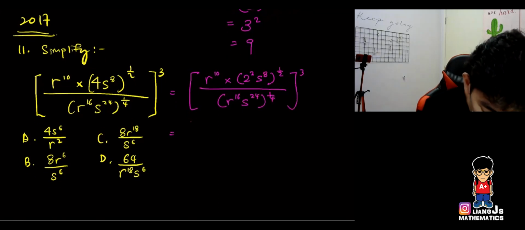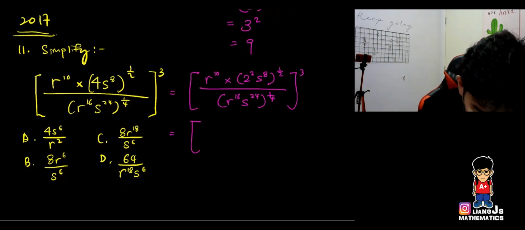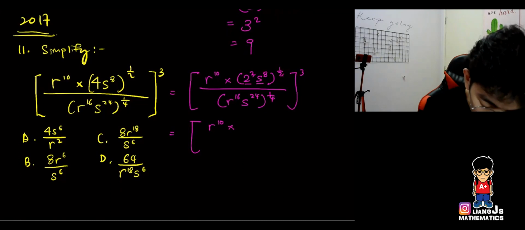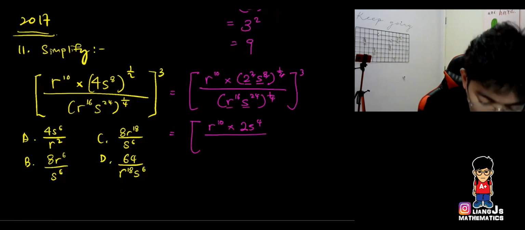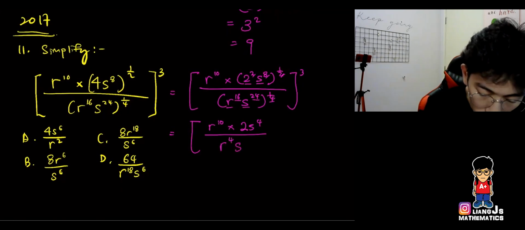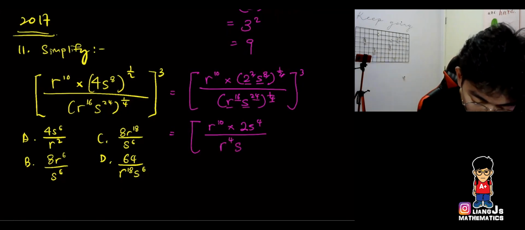Okay. So next, I'm handling the bracket now. R10 times 2 base there. 2 and 1/2 you get 2. And then 8 and 1/2 you get S4 over 2 base there. 16 and 104, you get R, 1604, you get 4, S, 24, 104, you get what? 6, close and cube.